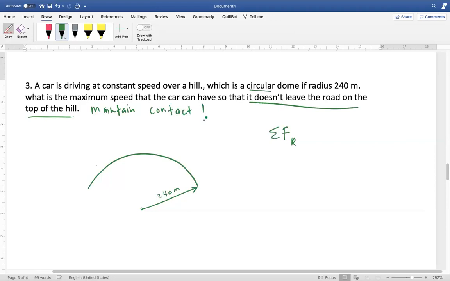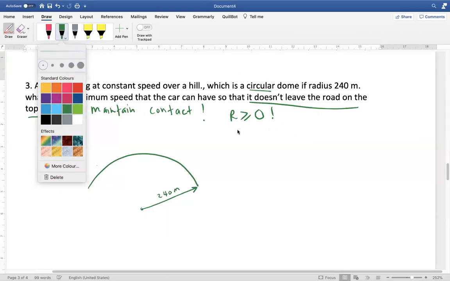Okay, soalan ni tak direct, but you need to understand what it is asking for. When it doesn't leave the road on the top of the hill, it means that it is in contact with the top of the hill. And for you to have contact, your R must be equal to 0 or greater than 0. So it should be greater or equal to 0. So that is how you solve this type of question.